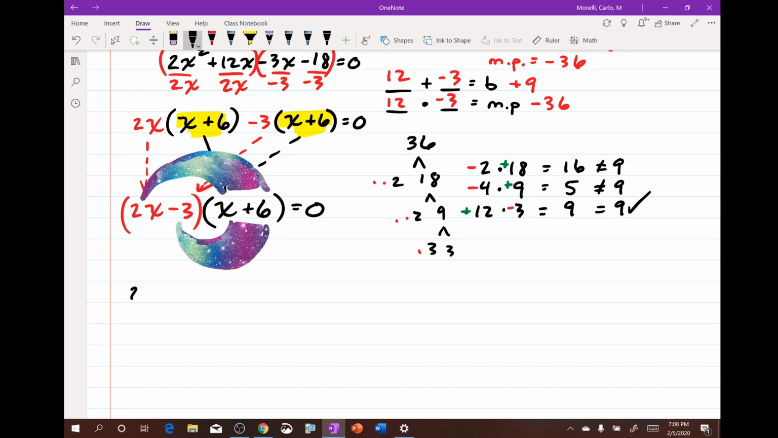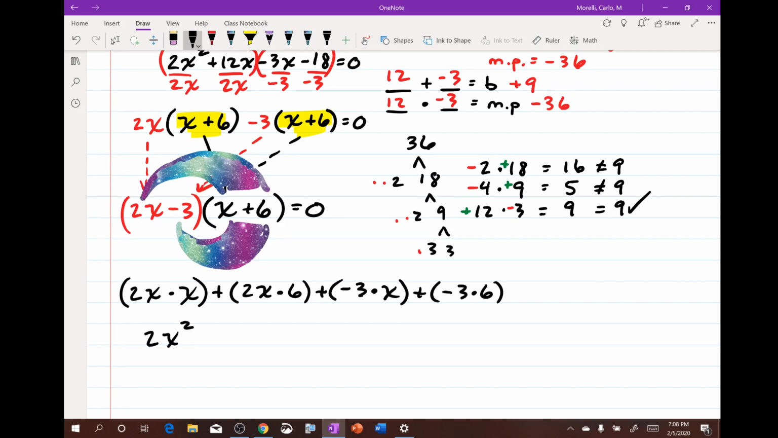So we have 2, this is the first, 2x times x plus outer 2x times 6 plus inner negative 3 times x plus last negative 3 times 6. We're going to make sure that we can get this thing back to where we started. So 2x times x is 2x squared plus 2x times 6 is 12x minus, because it's negative 3 times x, negative 3 times x is negative 3x. So we'll put negative 3x, and then negative 3 times 6 is negative 18.